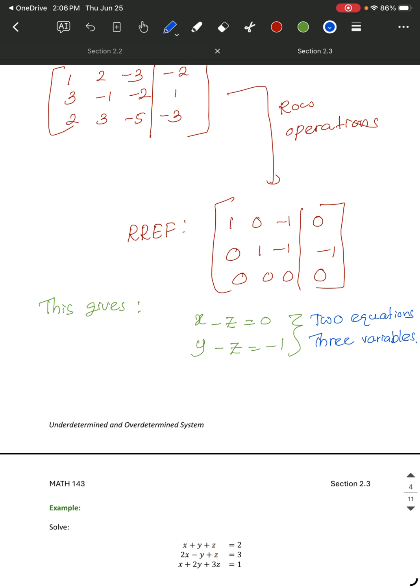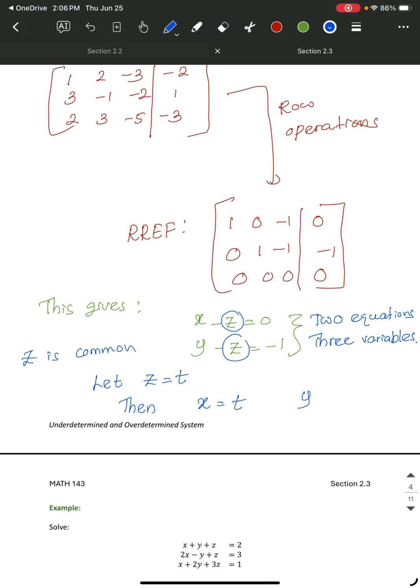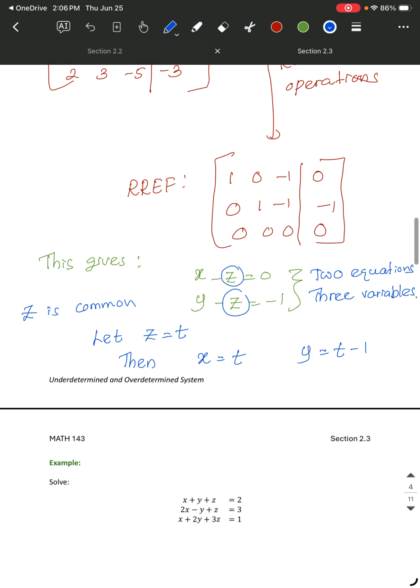Also notice that the variable c is common in both. Therefore, let z, the common variable, equal t. Okay, let c equals t. Then x equals t from equation 1, and y equals t minus 1.